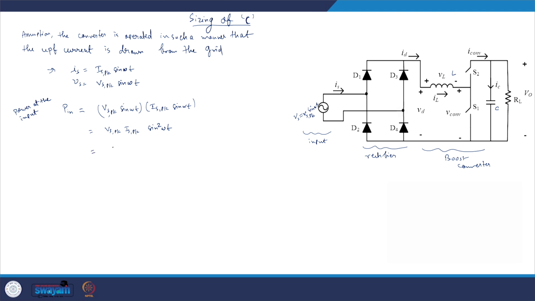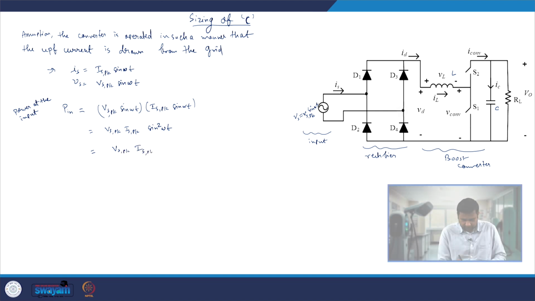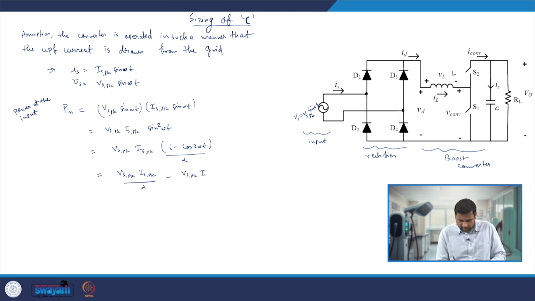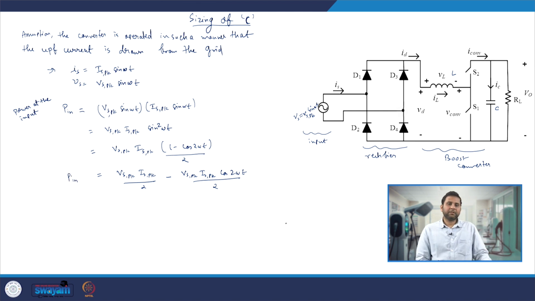Now that particular thing will give you the relationship as Vs peak Is peak times 1 minus cos 2 omega t by 2. That implies we can write Vs peak Is peak by 2 minus Vs peak Is peak cos 2 omega t by 2. That is nothing but your input power.